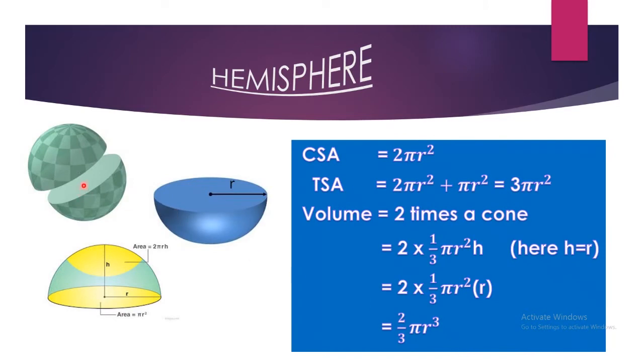Hemisphere. Hemisphere is the half cut portion of a sphere. So in a hemisphere we have two surfaces, one is its curved surface and one is the base. The curved surface area is straight half of the sphere. For the sphere it was 4 pi r square, so here it is 2 pi r square, and total surface area will be curved surface area plus base. Base is circular shape, so pi r square. So 2 pi r square plus 1 pi r square forms 3 pi r square. Volume is like the previous one, we can take it as 2 times a cone. So 2 into 1 by 3 pi r square h. Here h, its height, is the radius itself, right? So instead of h we can give r. So the formula becomes 2 by 3 pi r cube.